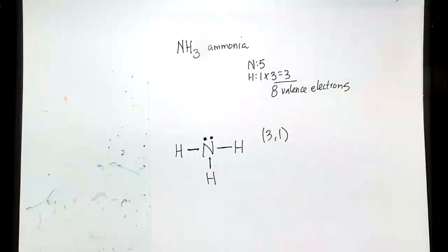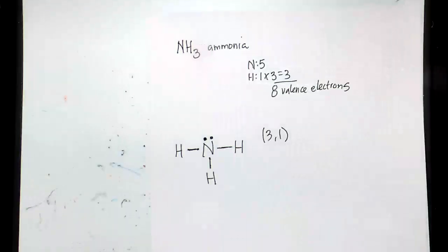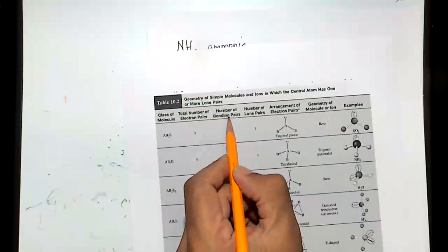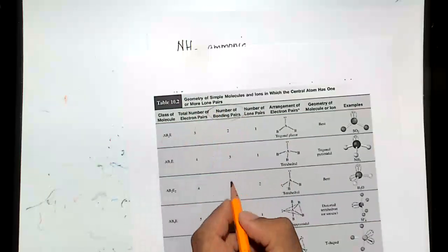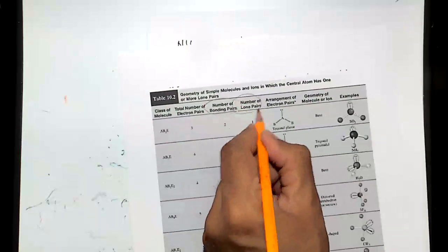So now we cannot use this one. Why? Because we have a lone pair. So we'll use our next table here. So what is 3 bonds and 1 lone pair? Okay. 3 bonds and 1 lone pair. Okay. So what is the electron geometry?